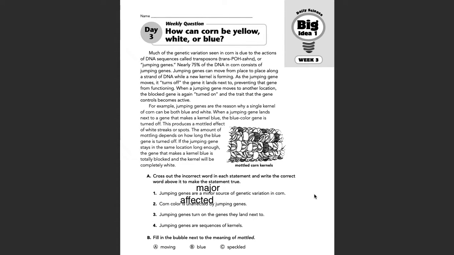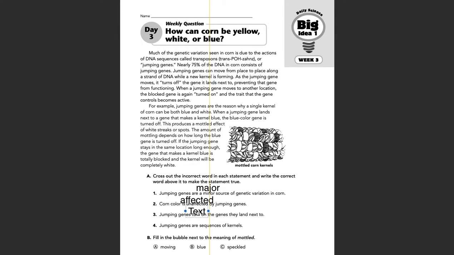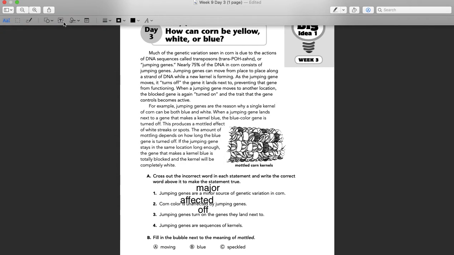Number 3, jumping genes turn on the genes they land next to. Well, as a jumping gene moves, it turns off the gene it lands next to. So we cross out on, replace it with off. Number 4, jumping genes are sequences of kernels. Jumping genes are sequences of DNA.